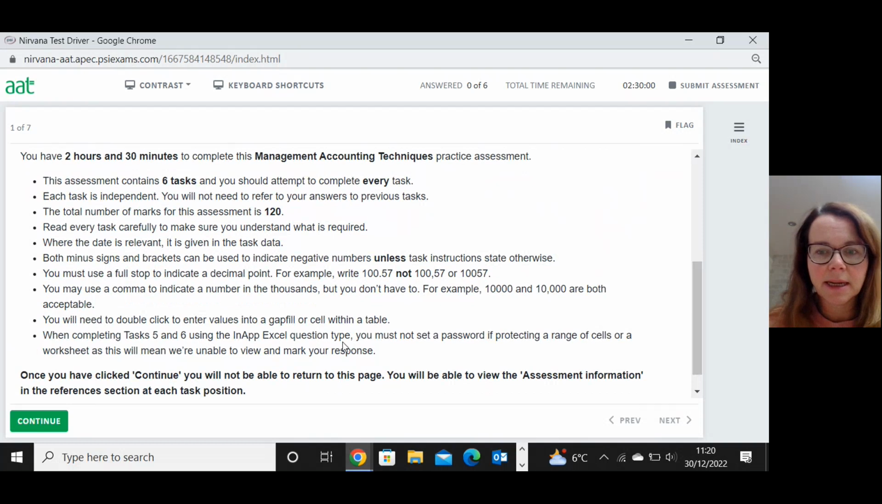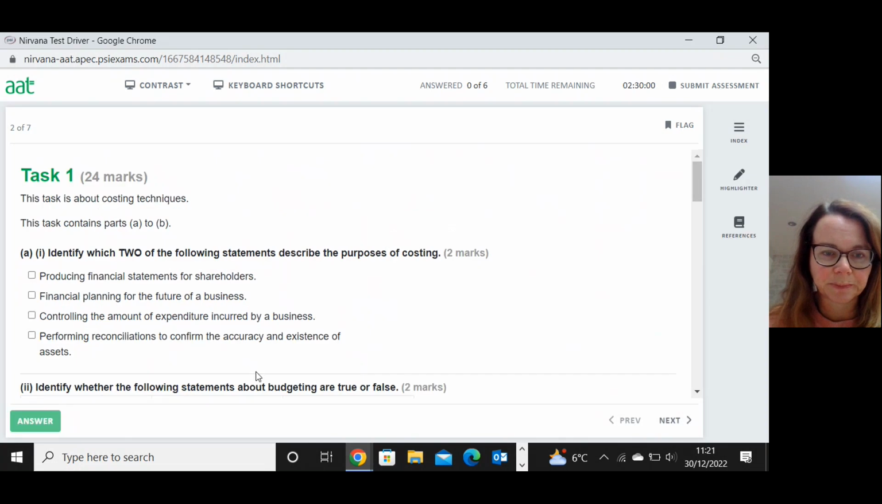Nothing particularly exciting in the rest of this. You'll need to double click to enter values into a gap fill or cell within a table. And when completing tasks 5 and 6 in Excel, you don't use a password, but we'll come to that when we get to the other video.